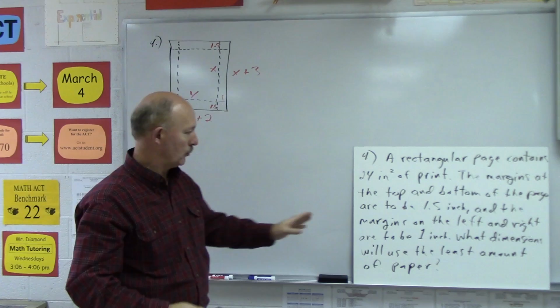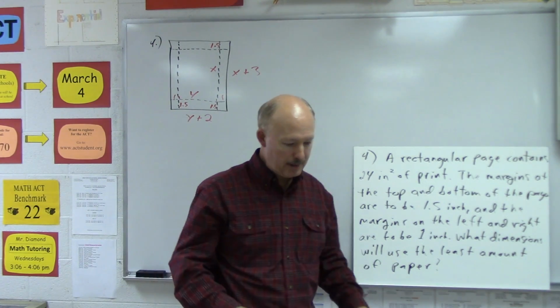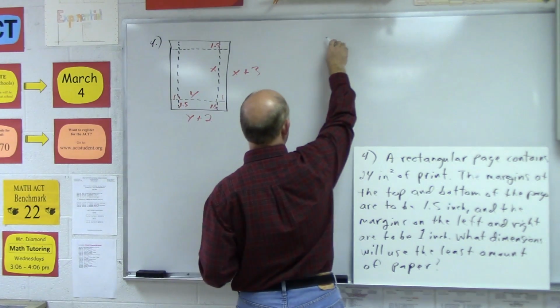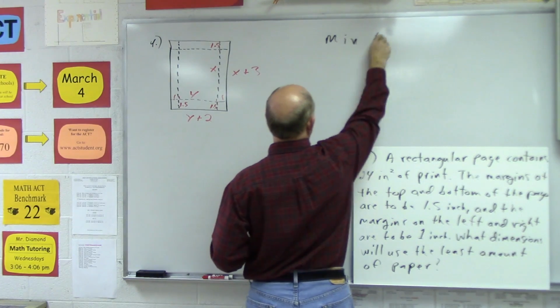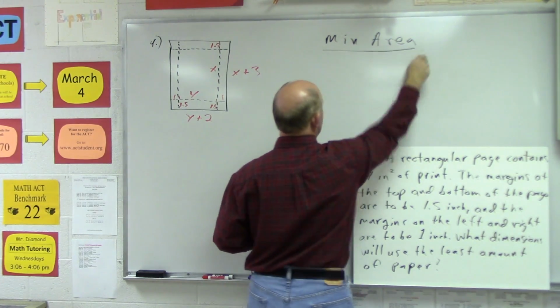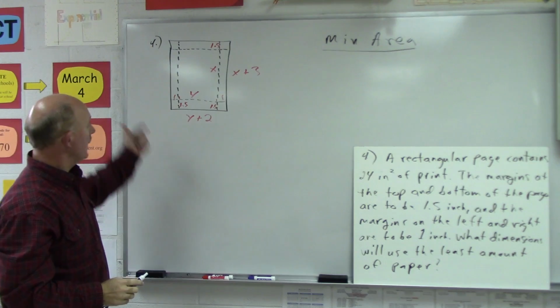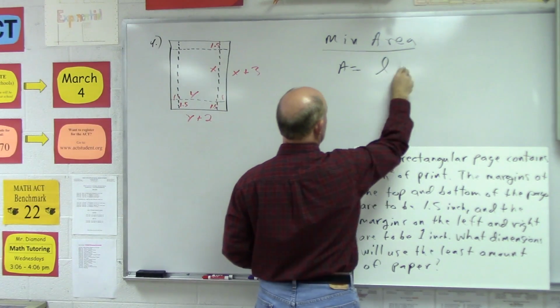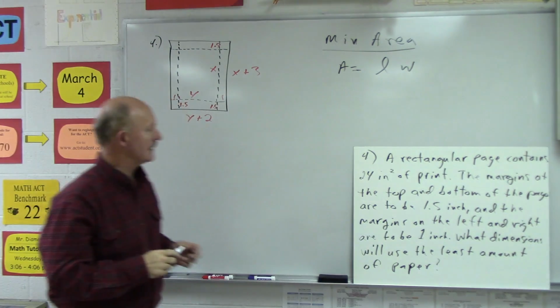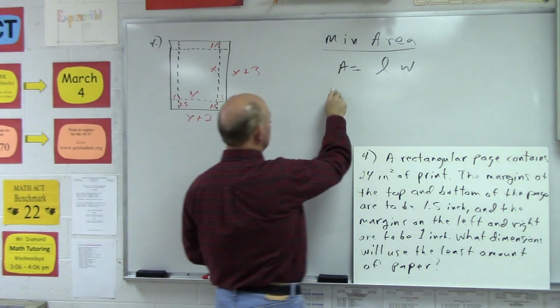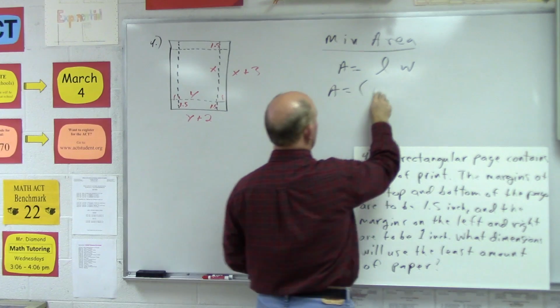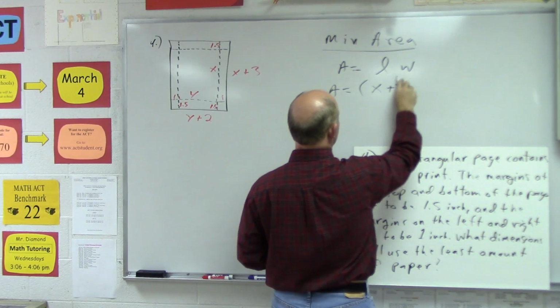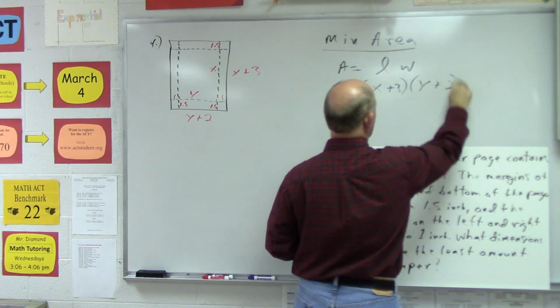Now, what dimensions will use the least amount of paper here? So once again, we're talking about minimum area. The area of a piece of paper, this is just a rectangle, so the area is length times width. So in this case, A equals x plus 3 times y plus 2.